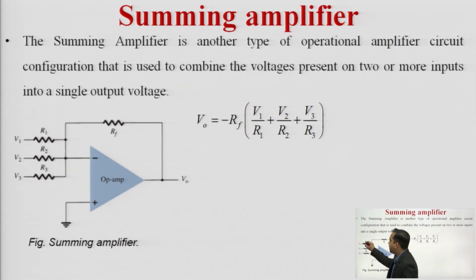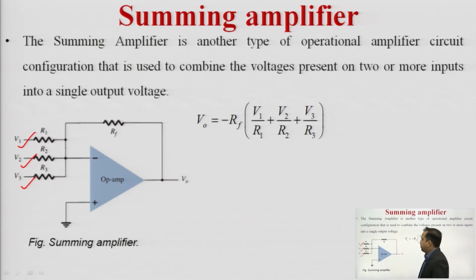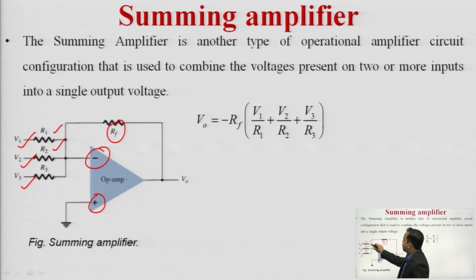So clearly we can see that we have V1, V2, V3, 3 voltages which are applied at the negative terminal of the op-amp, and the positive terminal is connected to ground. We have this RF, something like this. R1, R2, R3 are the resistances which are connected at the input. So how can we achieve the relationship for output voltage? Again we are utilizing the virtual ground concept, and with the help of this virtual ground, the potential at this particular node VA is equal to 0.